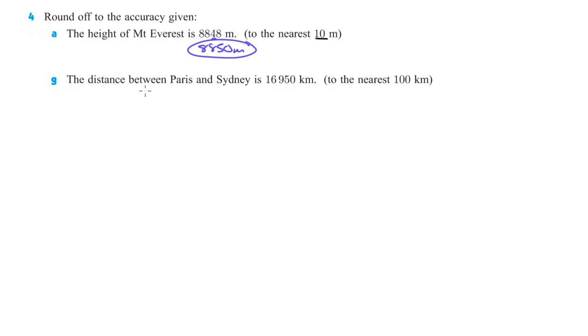Okay. G, the distance between Paris and Sydney is 16,950 kilometers to the nearest 100 kilometers. So ones, tens, hundreds. The 5 tells the 9 to get bigger. So that turns into a 0. And so then that's got to add 1 to this 6 here. So we still got to keep the zeros after it to hold the place value. So we got 17,000 kilometers to the nearest 100 kilometers.